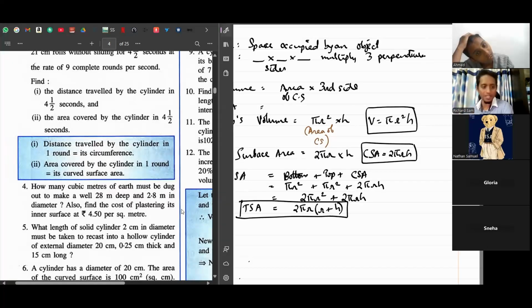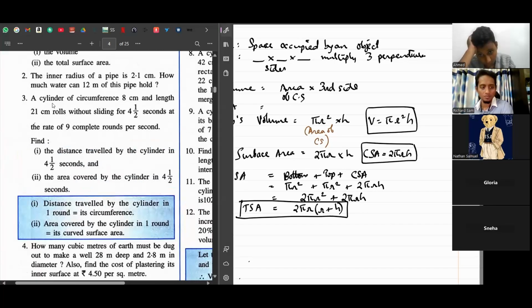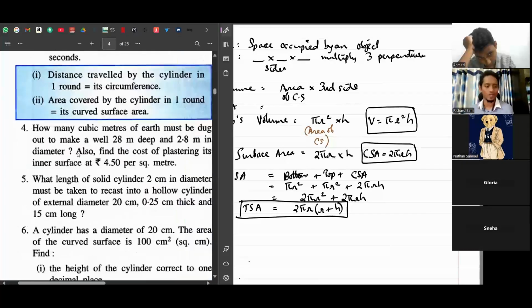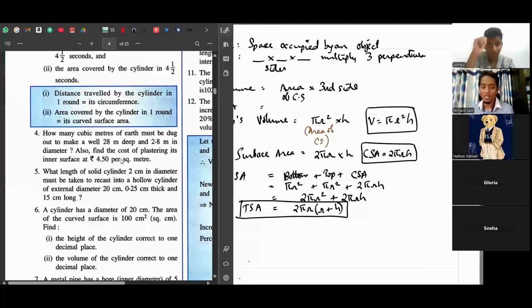So try doing as many questions as you can using the cylinder formula. So you can do 1, 2, 3, 4. Look at the fourth one. Again, I'm saying there are no formulas. You have to derive the formulas based on the question and make it.